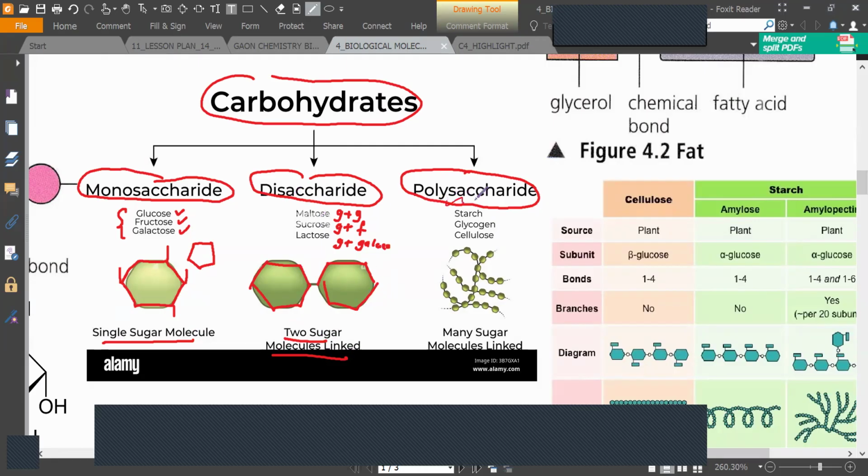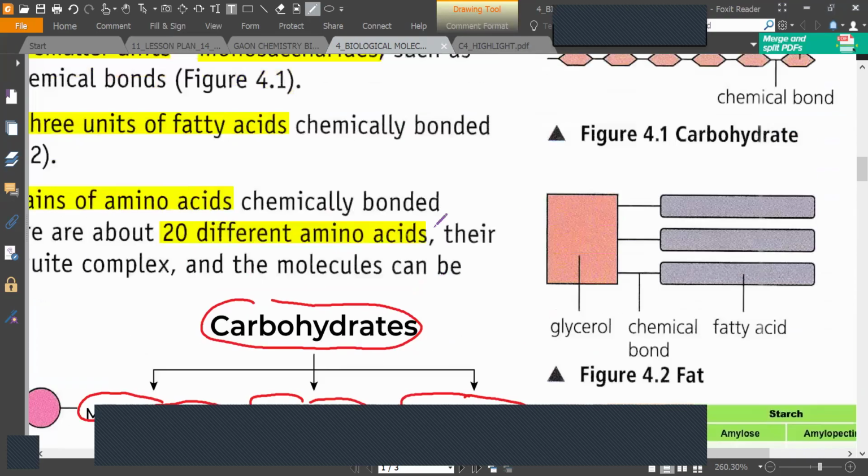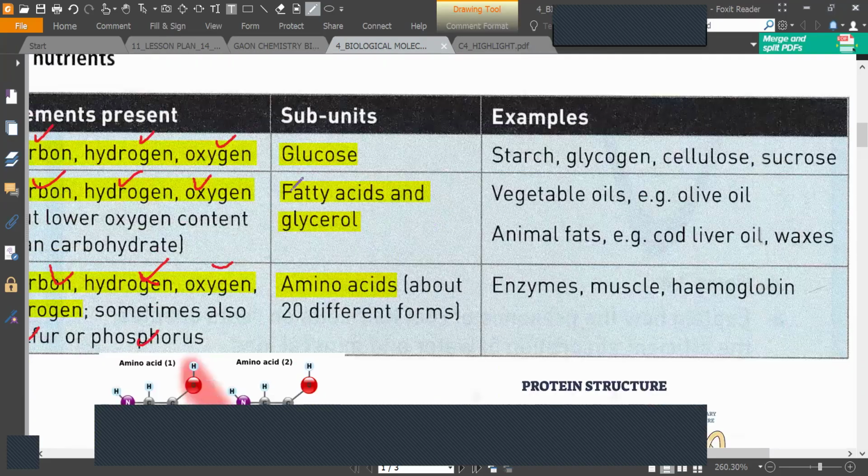Polysaccharide will be a long chain, many sugar molecules linked together. So when we have many sugar molecules joined together like this, this is what we call polysaccharide. Examples are starch, glycogen, cellulose. So these are polysaccharides. This is an example of carbohydrates. The subunit will be glucose, and examples are starch, glycogen, cellulose, and so on.